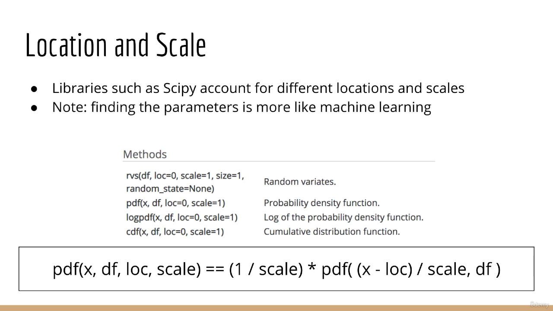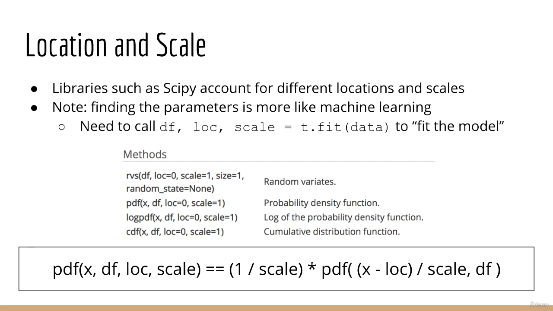Instead, it's more like a machine learning model, where we specify that our model is a t-distribution, and then we call the fit function, which finds the parameters that best fit the data. You might guess that this uses maximum likelihood estimation. After calling the fit function, we get back the degrees of freedom, location, and scale parameters of the t-distribution, which we can use later for drawing PDFs and QQ plots and so forth.